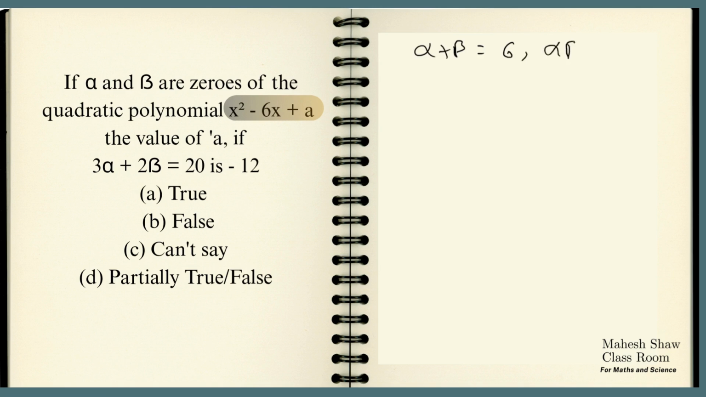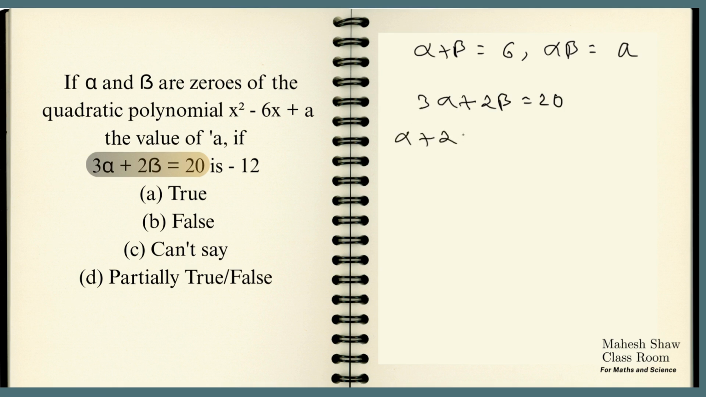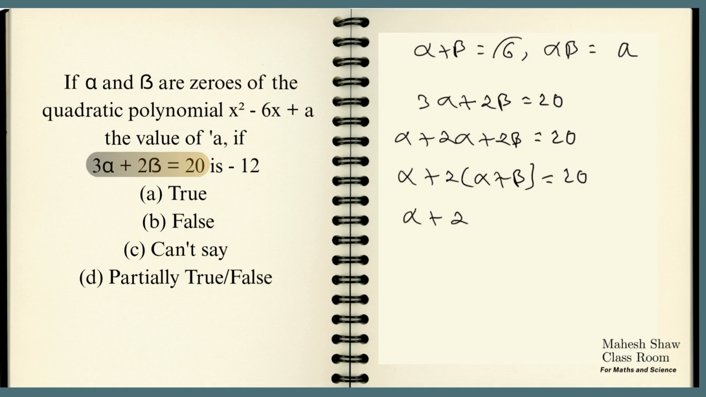And the product of the zeros, that is alpha into beta, which is equal to c by a. C is a here, so a divided by 1 is a. Now we are given here 3 alpha plus 2 times beta equals 20. So what we can do is to split 3 alpha as alpha plus 2 alpha. So alpha plus 2 times alpha plus 2 beta equals 20. So this is alpha, and if I take 2 common, this is alpha plus 2 times alpha plus beta, and alpha plus beta is 6. So we can replace this with 6.